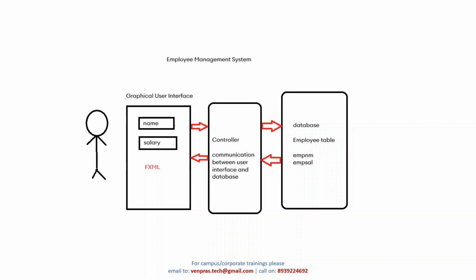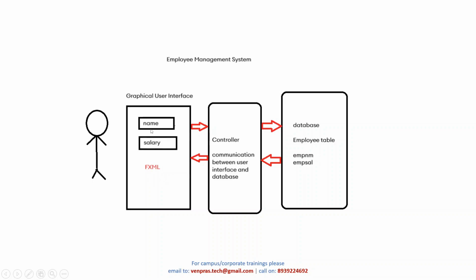Now I need to provide one user interface to him. Why? Because he cannot write the code and all, right? So you need a user interface. In JavaFX we use something called FXML files. An FXML file is used for creating the user interface. Make a note, FXML files are used for creating the graphical user interface in JavaFX. If the user wants to interact with my application via the user interface, for this in JavaFX we have FXML. So this FXML is used for creating the graphical user interface.